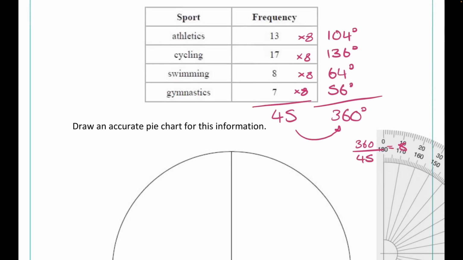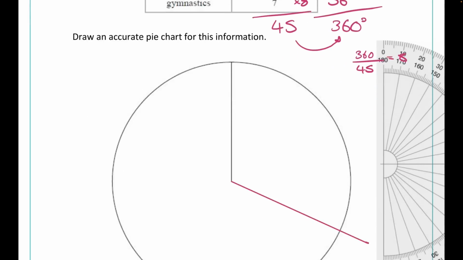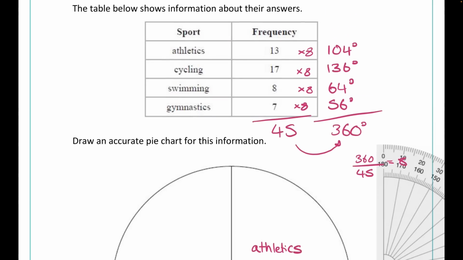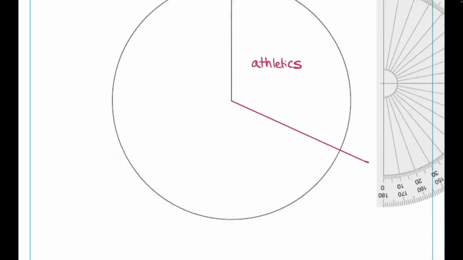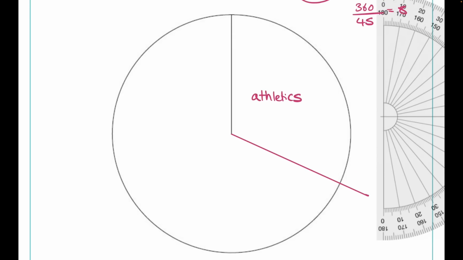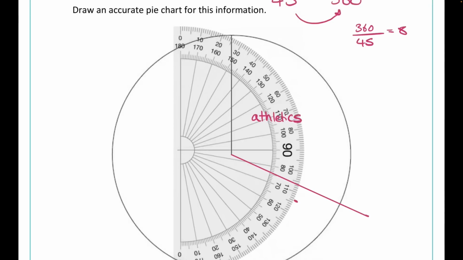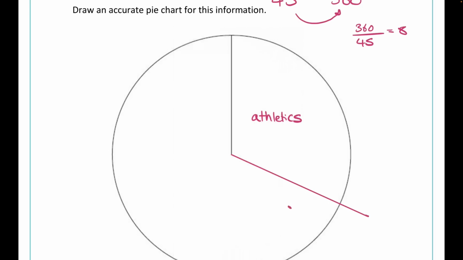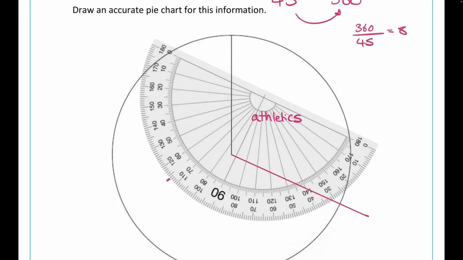Now that was the first part of the pie chart, and that is athletics. So I want to label that. There we go, we've got that labelled as athletics. I now want to plot the next one, which is 136. Now when we are plotting the next part of the pie chart, we want to make sure that we rotate this protractor round so that it now lines up to our new line.